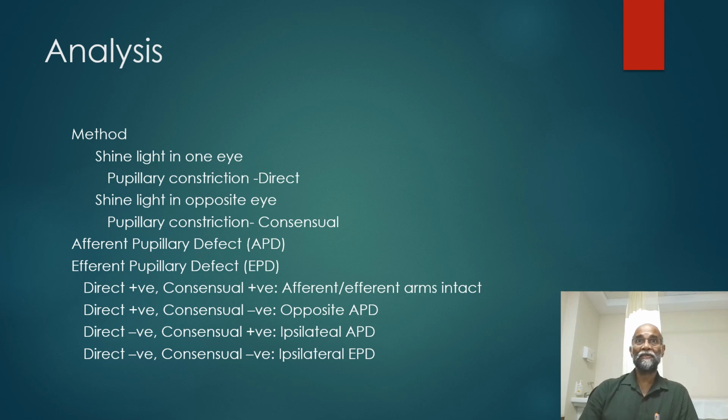If the direct pupillary reflex is absent, but the consensual reflex is present, in that case, there is an afferent pupillary defect on the same side. And if the direct and the consensual reflexes are both absent, and the pupil remains dilated, there is a same-sided third nerve involvement, or rarely nuclear involvement. There is an efferent limb involvement.